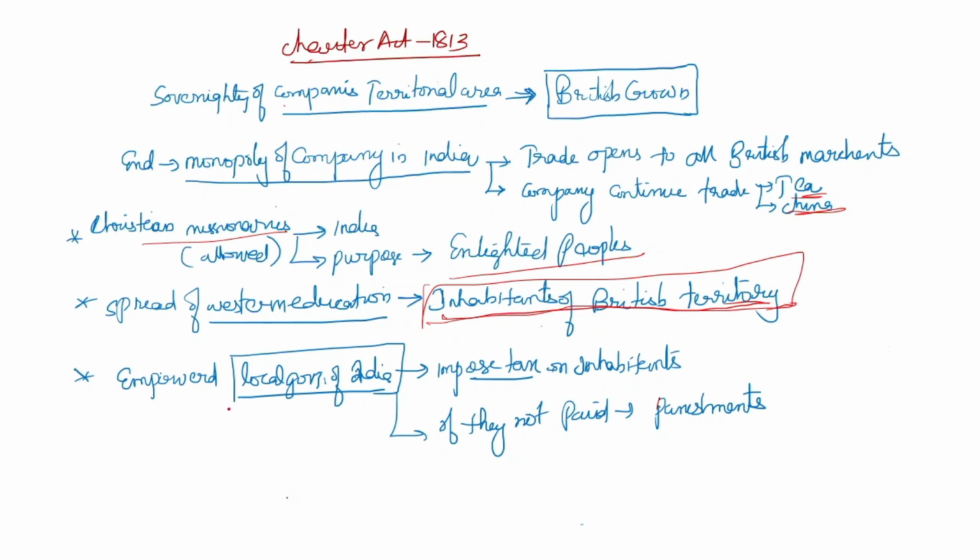It empowered local self-government. This is the most important point of Charter Act 1813. It empowered the local government of India to impose tax on the inhabitants, and if they did not pay, they were given punishments.